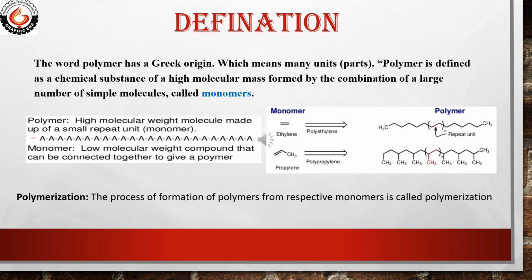Similarly, propylene is also a monomer, and when many units of propylene attach together, it will give a polymer which is known as polypropylene. The process of attachment of these monomers, due to which the polymer is formed, is known as polymerization. Means polymerization is a process of formation of polymer from the monomers.